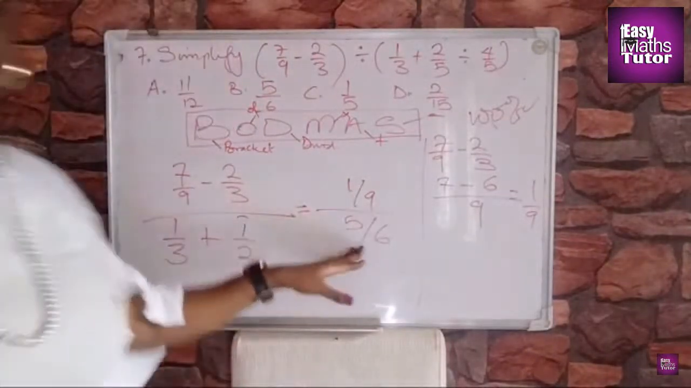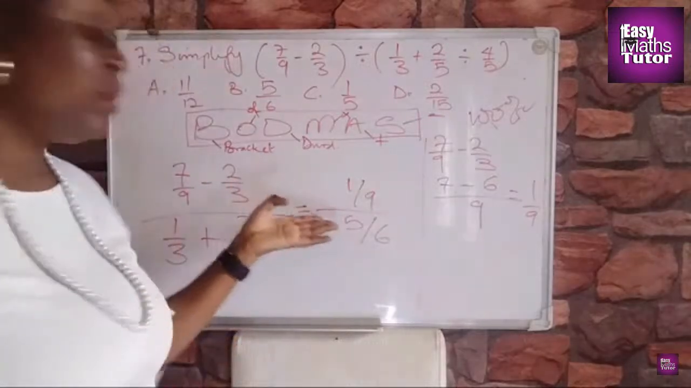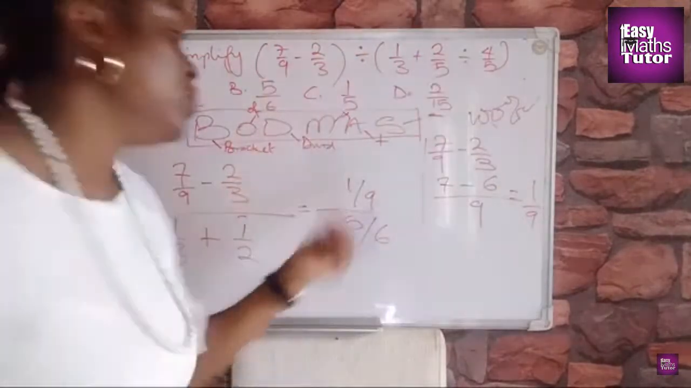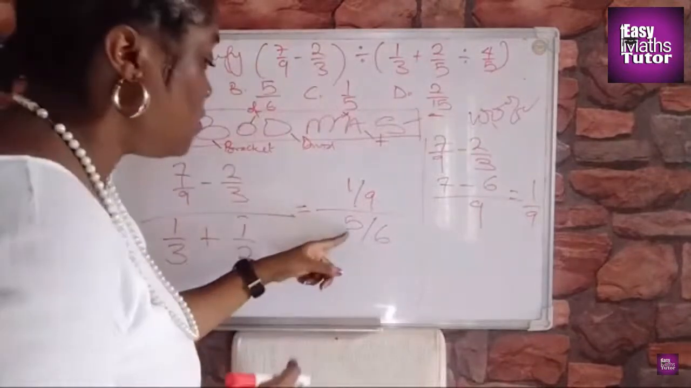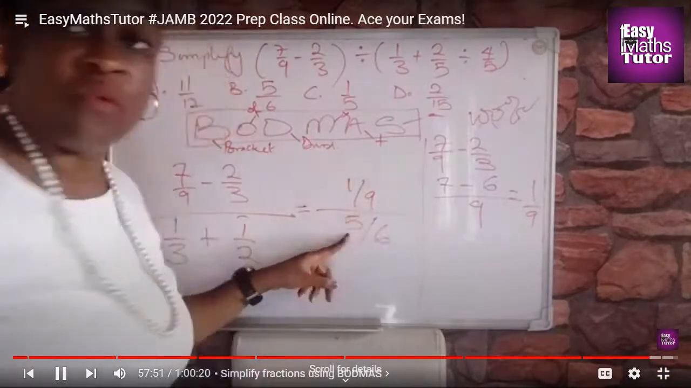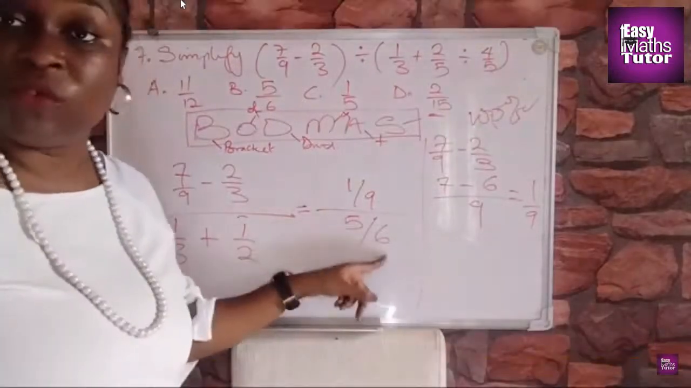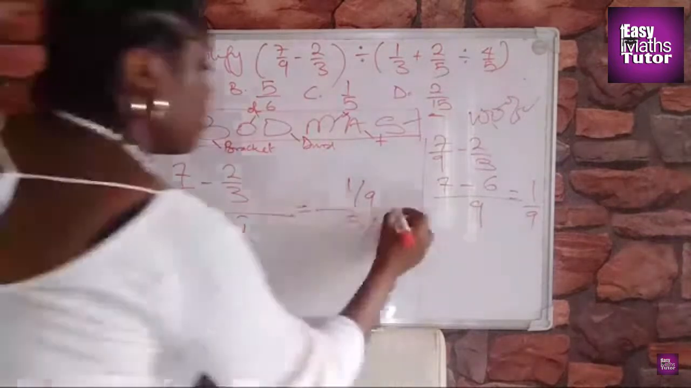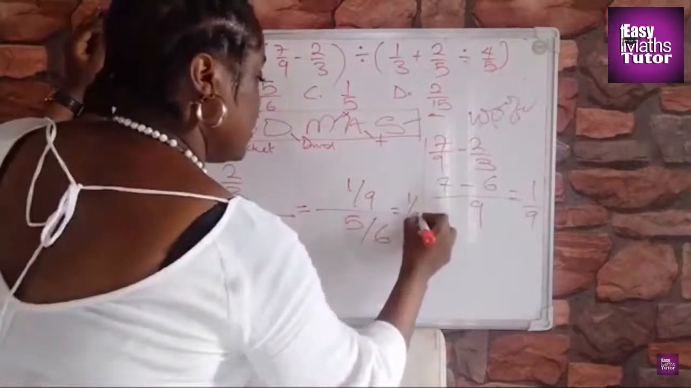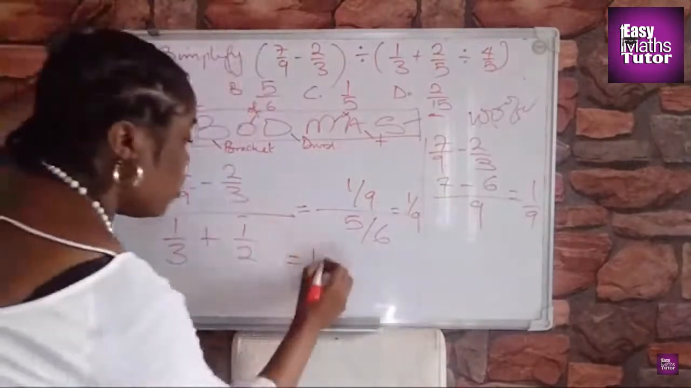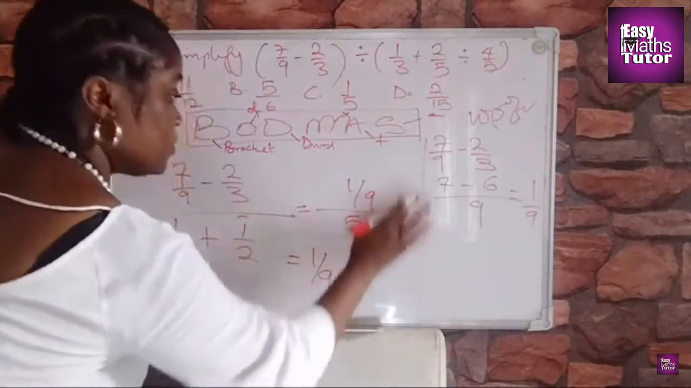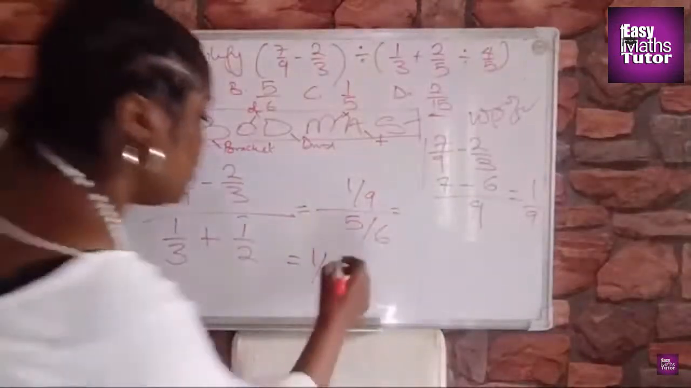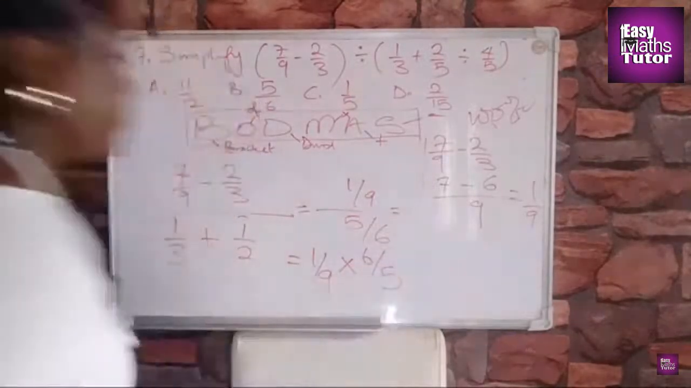Now remember the inverse rule I said about the denominator. When it's a denominator of a fraction, if you move it to the numerator, or you turn it to a multiplication, it has to be flipped over to its inverse. The inverse of 5 over 6 is 6 over 5. So we have 1 over 9 times 6 over 5.